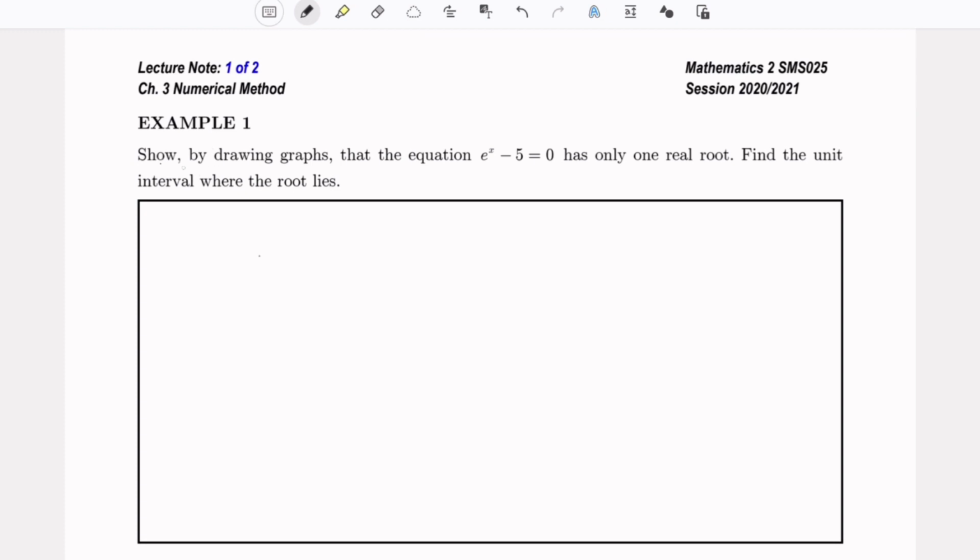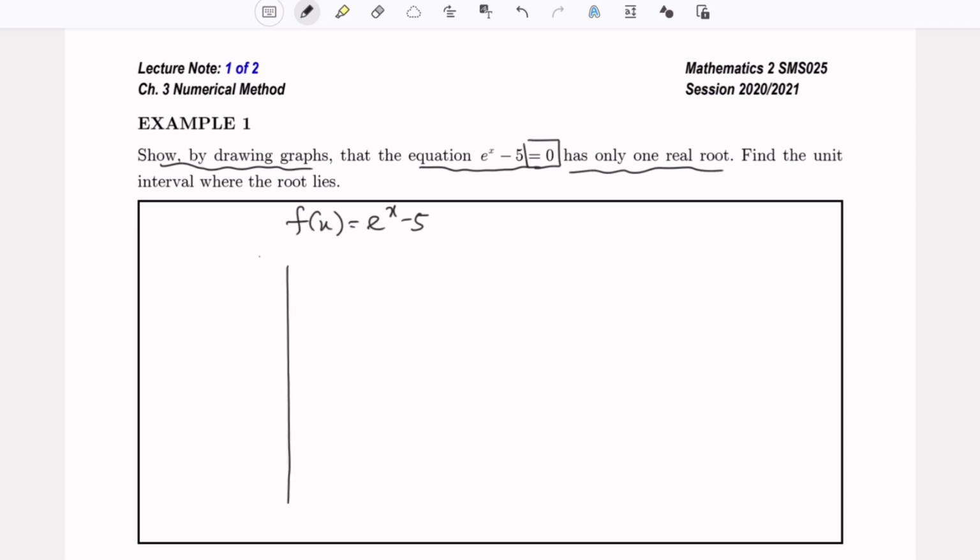Example 1. Show by drawing graphs that the equation e^x - 5 = 0 has only one real root. So let f(x) = e^x - 5. Make sure it is equal to 0 first before you take out your f(x). Draw the y-axis. Draw the x-axis. Since it's minus 5, the graph shifts 5 units below. So find the line y = -5.